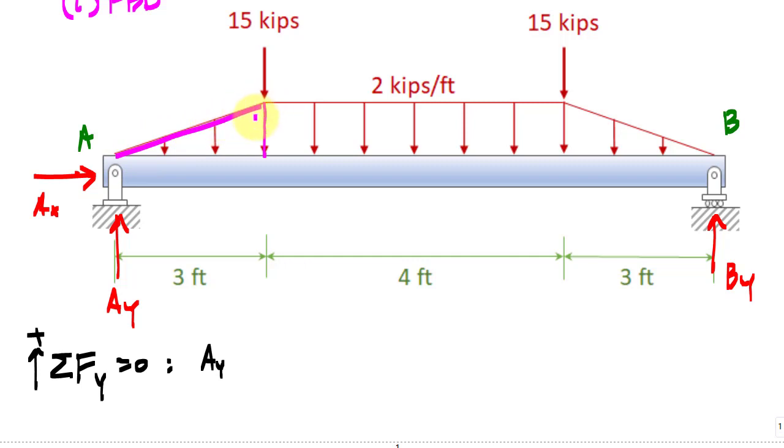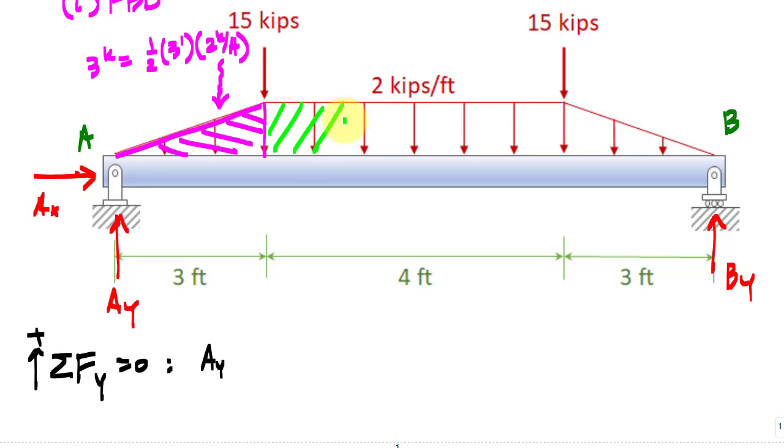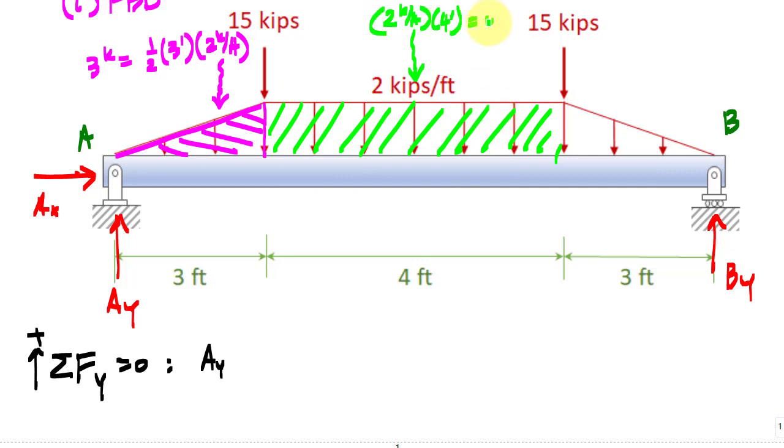I could start with this right here. I could say this area here is 1/2 base times the height, which is equal to 3 kips. And then this rectangular distributed load, the force resultant will be right here. This will be the area under the distributed load, which will be 2 times 4. This will give me 8 kips.